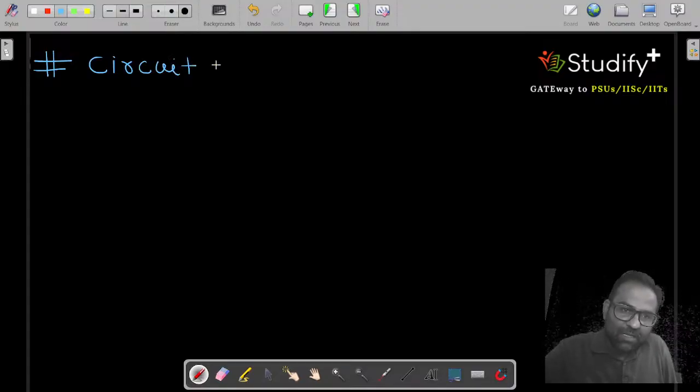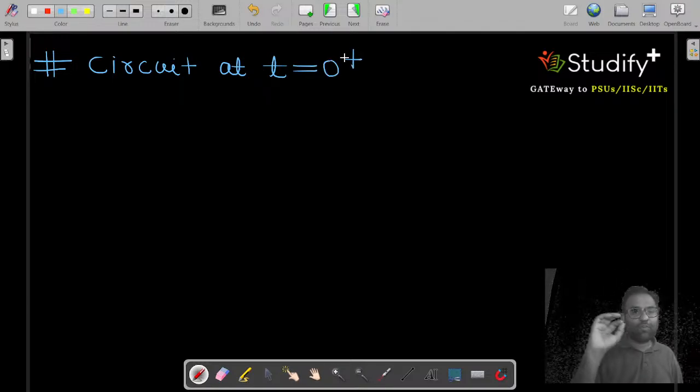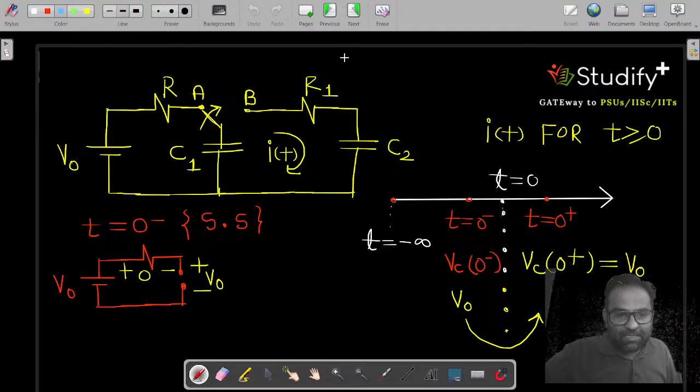Circuit at t = 0 plus. This is very important. This circuit is only valid for t = 0 plus. So can I say capacitor C1 is what? The C1 is having voltage V0 with this polarity, plus minus.